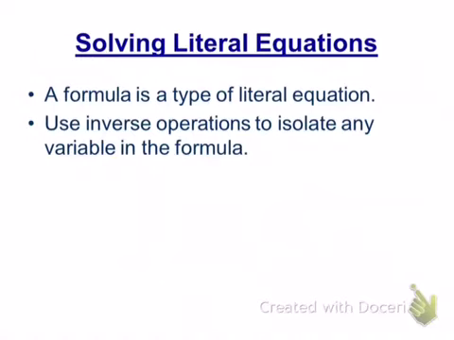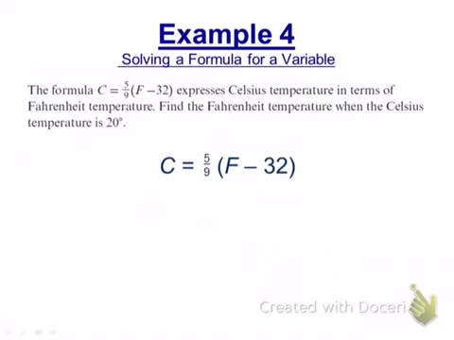Okay, so you're always going to use the inverse operations to isolate the variable that you're solving for first, and then make the substitution when you're using the formula. Okay, now here's an example. Y'all gonna have to hold on here because this is tough. The formula C equals 5/9 times F minus 32 expresses Celsius temperature in terms of Fahrenheit temperature. This is a literal equation because Celsius is being expressed in terms of another variable. There's more than one variable involved.